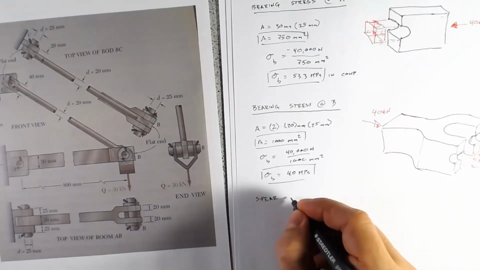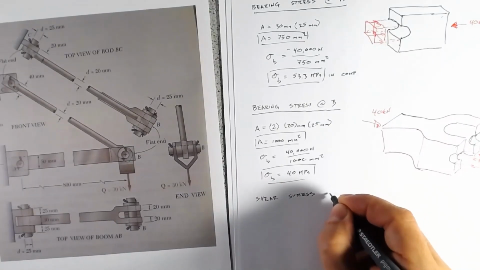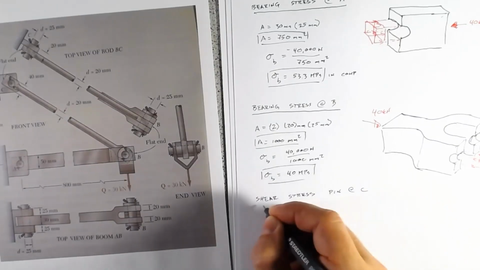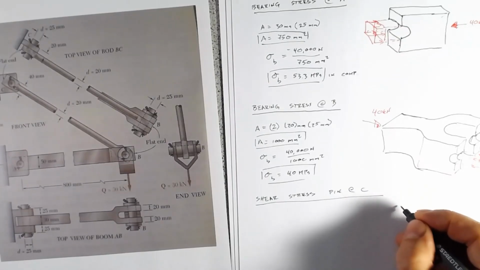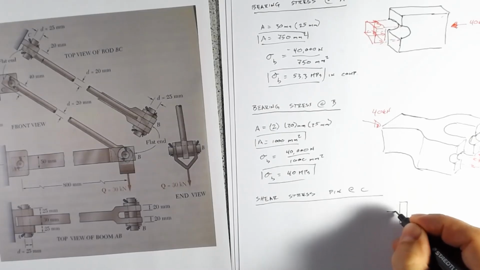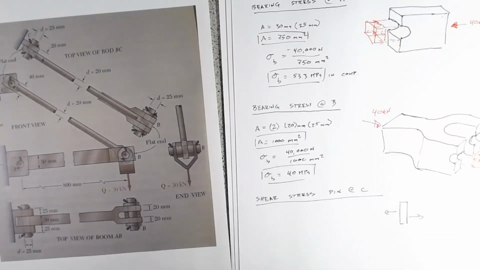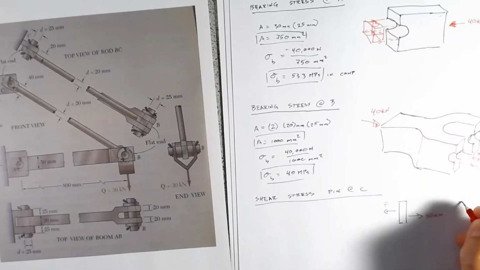So shear stress for the pin at C. All right, so we'll just draw our little diagram here. So if this is our pin, we have our shear force and our 50 kilonewton, and F, so F equals 50 kilonewton.